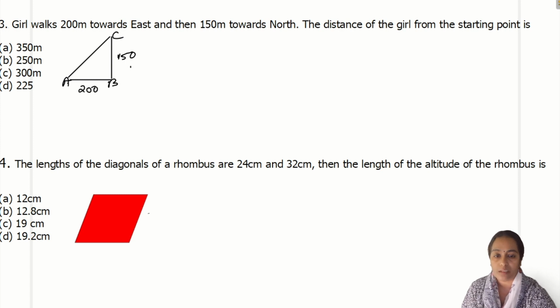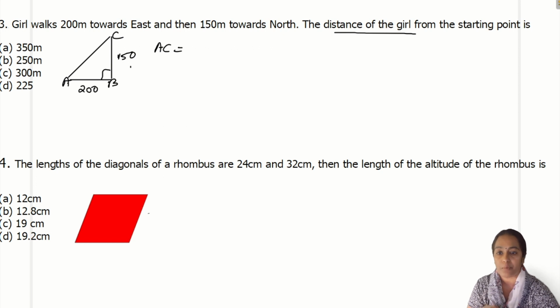Since the question says distance, don't immediately think of the distance formula. When it is east and north, you have a right angle here. You can also consider the Pythagoras theorem. So don't get confused, children. When you consider the Pythagoras theorem, what is the distance AC? Distance AC is the distance of the girl from the starting point. So it's going to be the square root of 200 square plus 150 square.